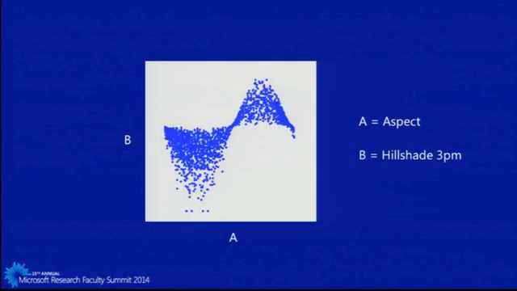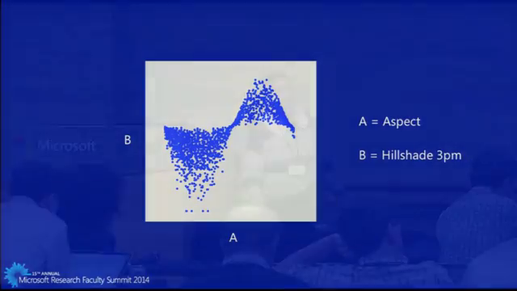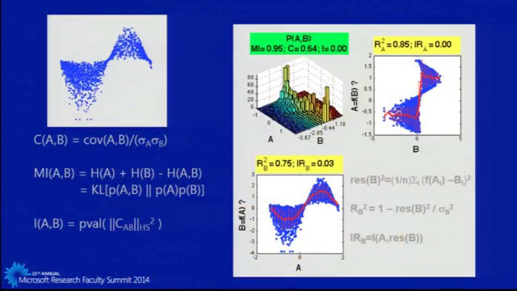So this actually is a true example of two variables. A is the aspect, which is the orientation of a slope in a hill, and B is the hill shade at 3 p.m. And so we can play the same analysis as before, and we found there is a strong dependency between the variables. But when we do the fit, it actually doesn't work well. Amazingly enough, if you do a fit, the fit in the wrong direction has the smallest residual. And in both directions, you have a very strong dependency between the residual and the input variable.